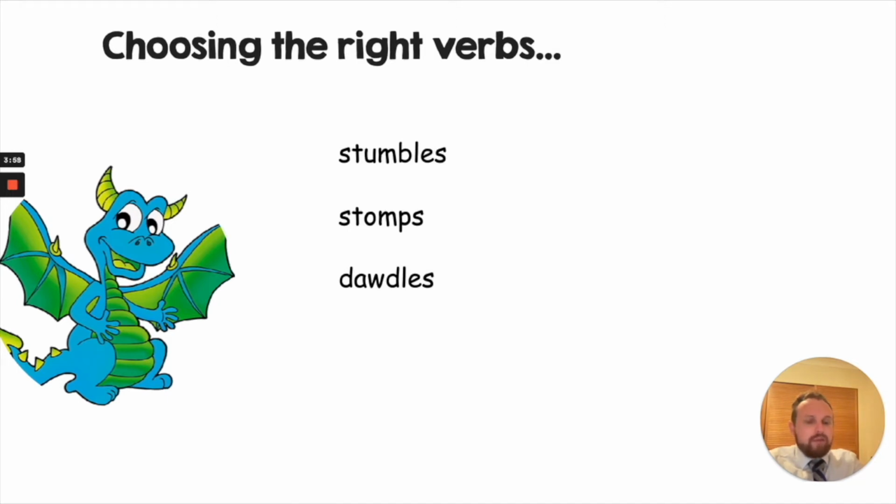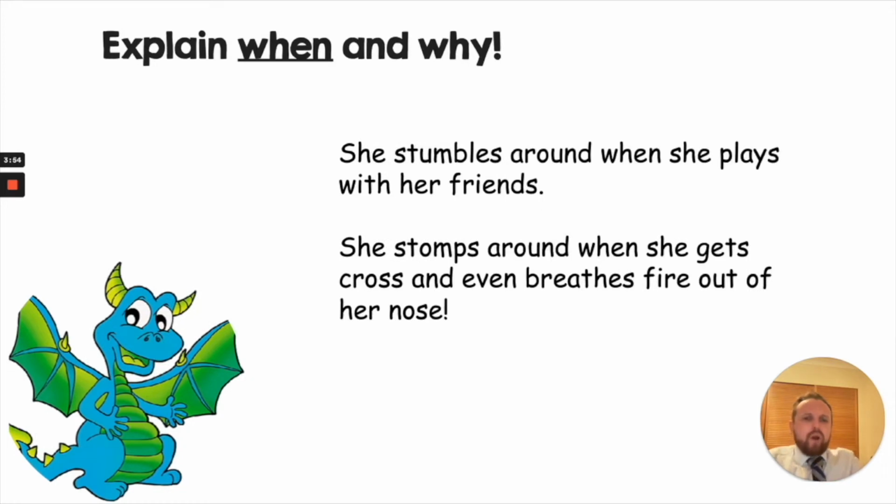I'm now going to put these verbs into sentences. So, what I want to do then is explain when and why she stumbles or stomps. Okay, because if you think about yourselves, you don't always move in exactly the same way, do you? Sometimes you might sort of stroll around if you're just having a nice walk outside. Other times you might be hurrying around if you're in a rush to get somewhere, okay?